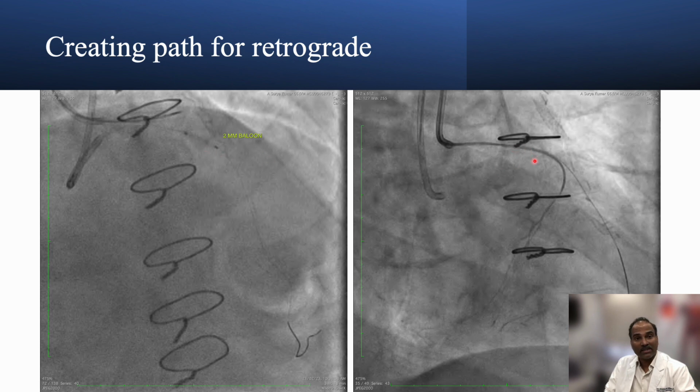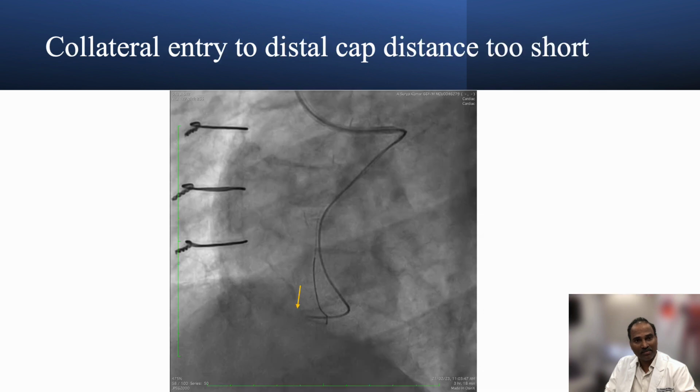Once the path is created, we then took a second wire with the microcatheter into the septal collateral, and always keep a protection wire or rescue wire in the distal LAD in such patients. By then the procedure time was nearly 80 minutes and the contrast volume used was 60 ml. So a good amount of procedure time was consumed up to this step.